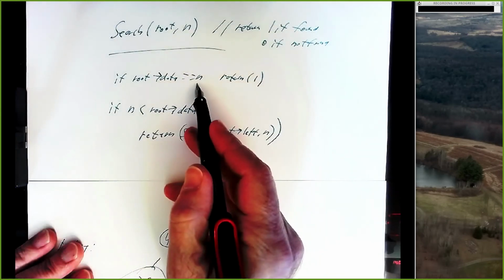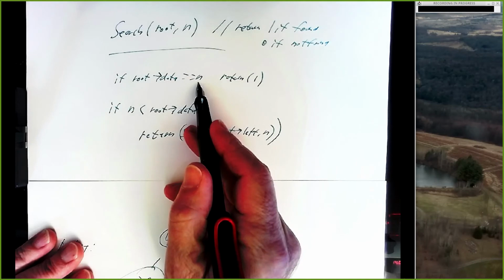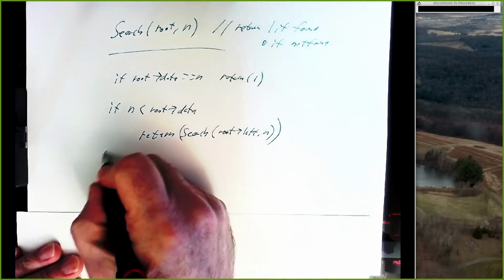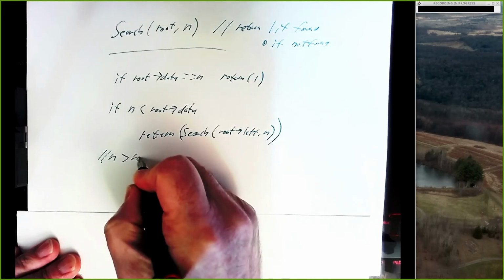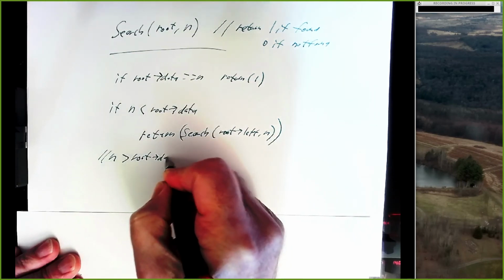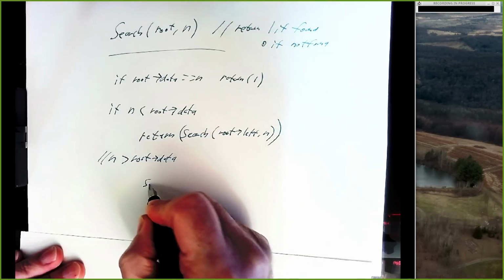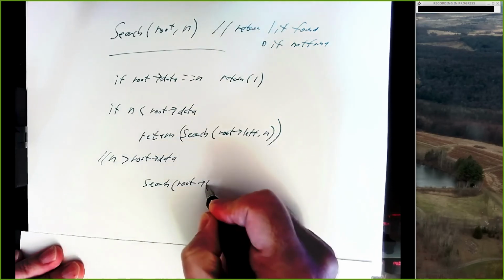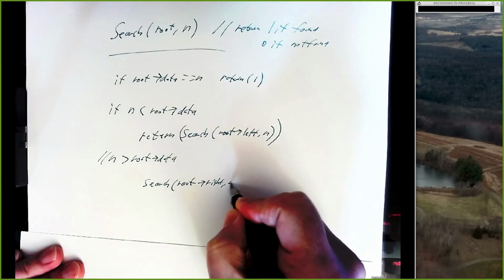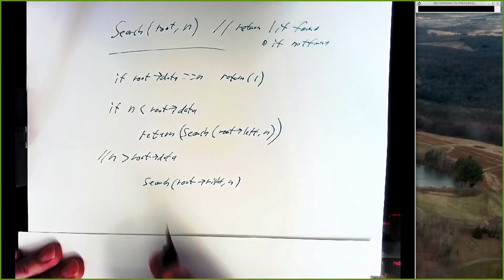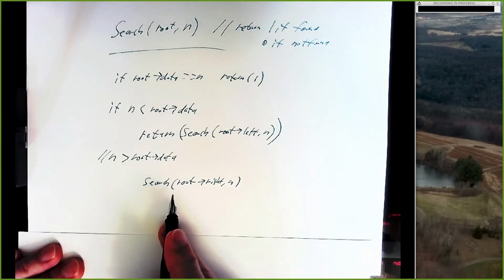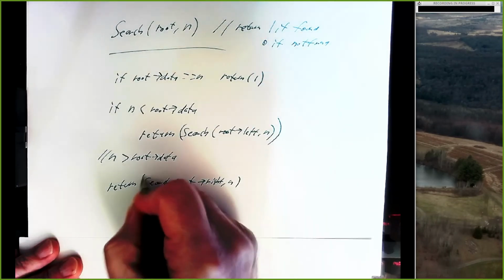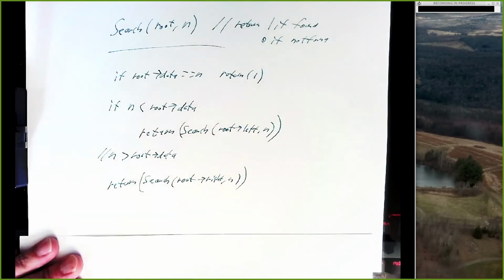Well, if the root data is not what we're looking for, and if our number is not smaller than the root data, then our number is bigger than the root data, in which case we should simply search the right subtree for our number. And again, if this returns 1, we should return 1. If this returns 0, we should return 0. So we can just return whatever this call to search returns.